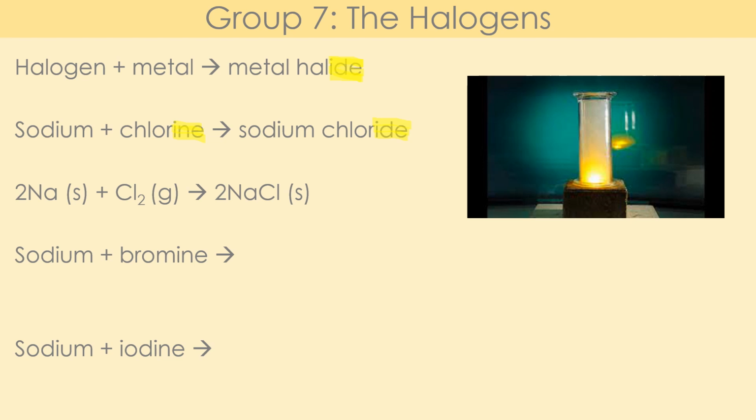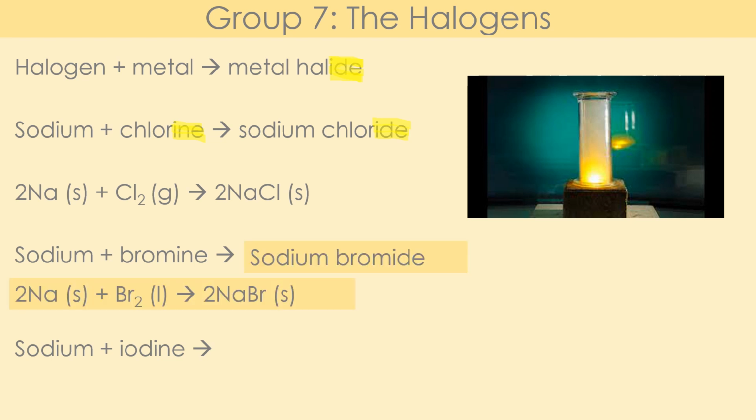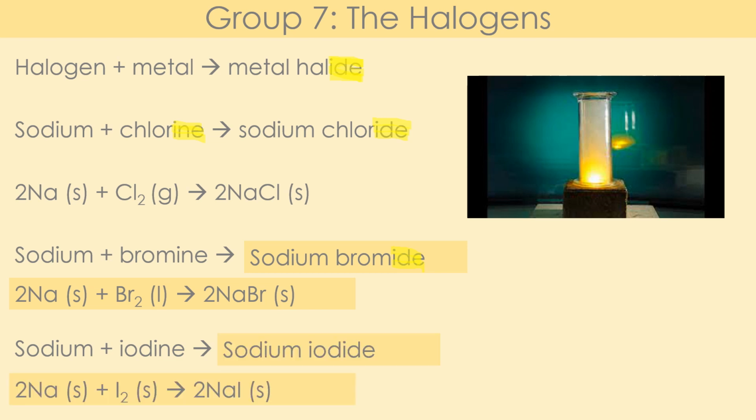Okay, so you should now only be watching if you've had a go at writing those equations. So sodium plus bromine makes sodium bromide. So notice again we've got that IDE at the end. And then my equation here, notice my state symbols. My bromine is a liquid. And then sodium plus iodine will make sodium iodide. Again, we've got that IDE and my equation there. Notice that when I'm balancing my equations, the majority of the time it is the number 2 that we use to balance it. Not always, but the majority.